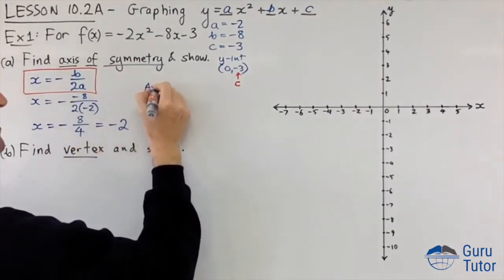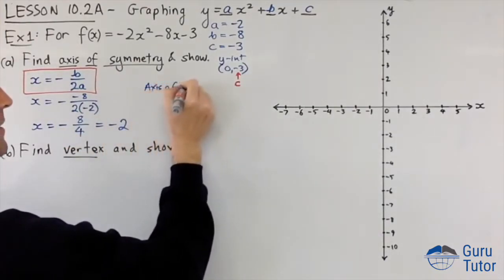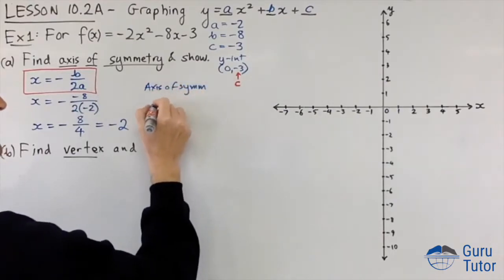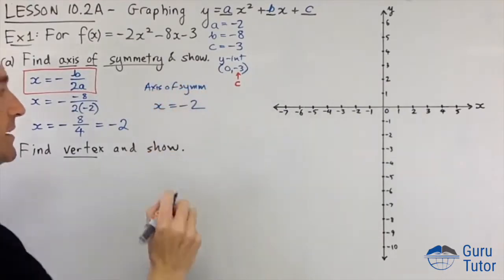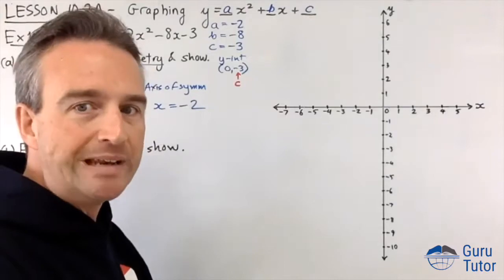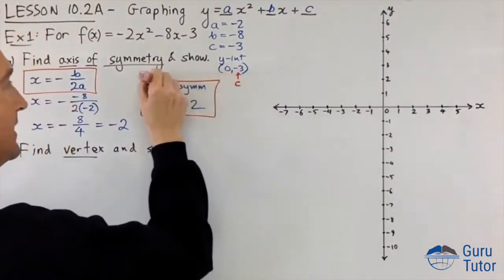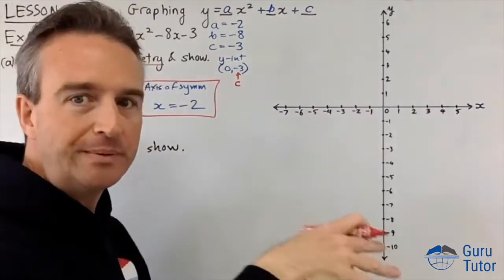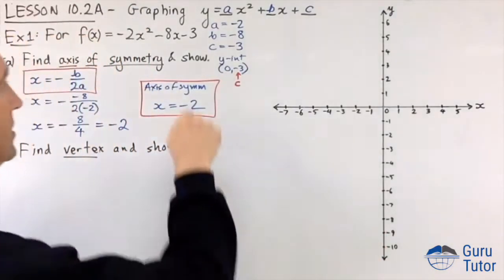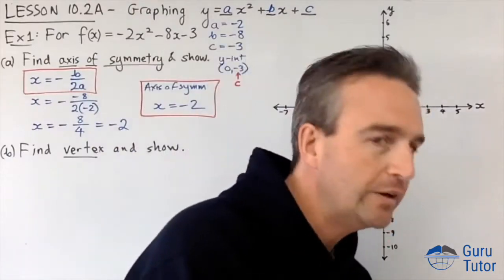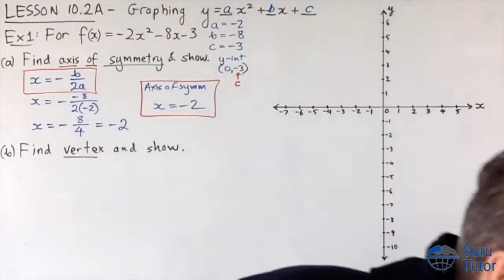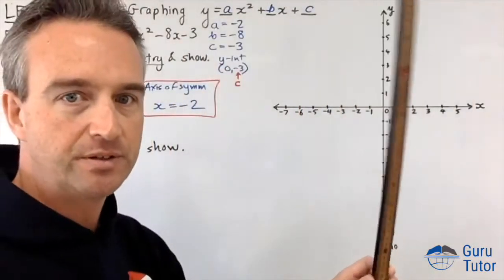So the axis of symmetry is x equals negative 2. The axis of symmetry is not negative 2. The axis of symmetry is the equation x equals negative 2. It's got to be an equation. So what we do now is show it. We're going to show this by graphing this vertical line, and we do it dotted. So here I go.